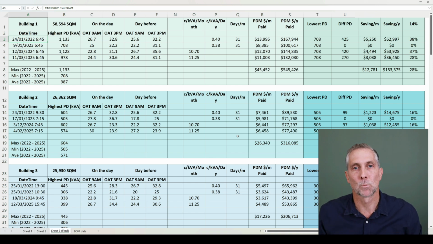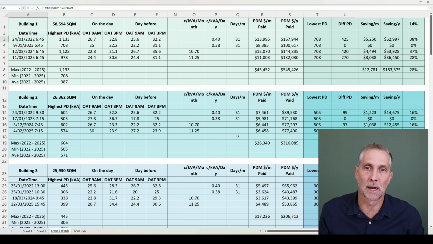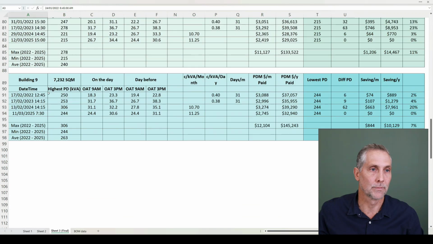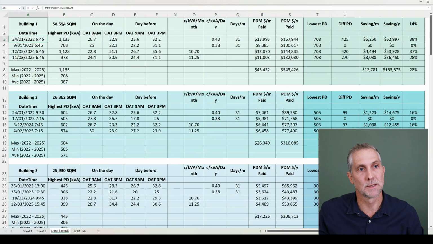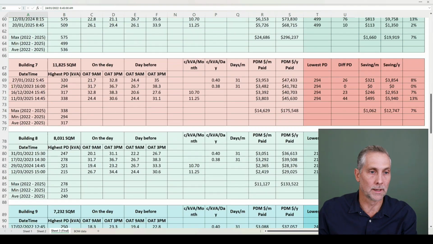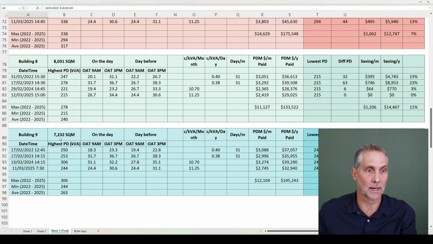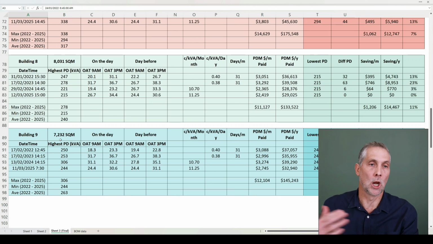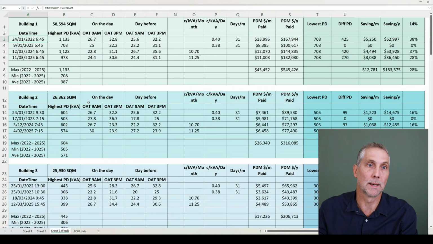And then I thought, well, let me try and get data for a bunch of buildings to put some real numbers behind this. So in this spreadsheet, which I will not go into detail here, there are 9 buildings. This is a 58,000 square meter building. This is a large building, 26,000. It goes all the way down to 7,000. I want a good split across large, medium-sized, and small buildings, rather than just looking at one big building.